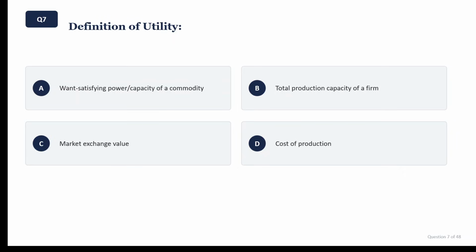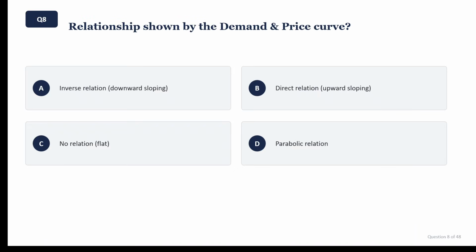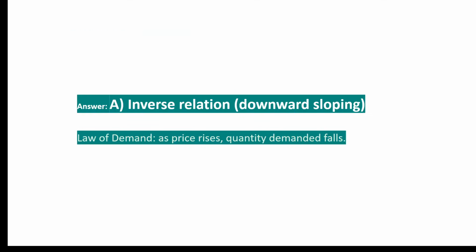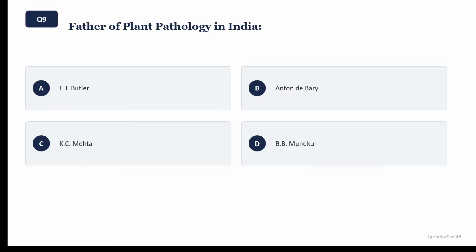Utility, as we all know, is the want-satisfying power or capacity of a commodity. The relationship is shown by the demand and price curve. Whenever price increases, demand decreases. So you can see an inverse relation, a downward sloping curve. When price rises, quantity demanded falls. Simple thing.